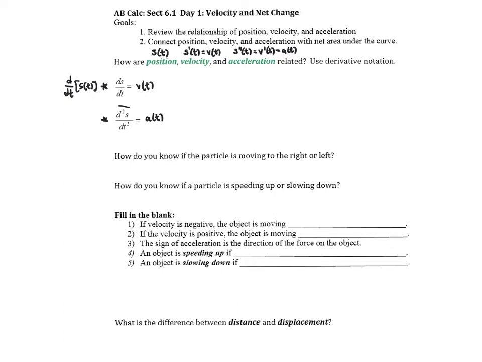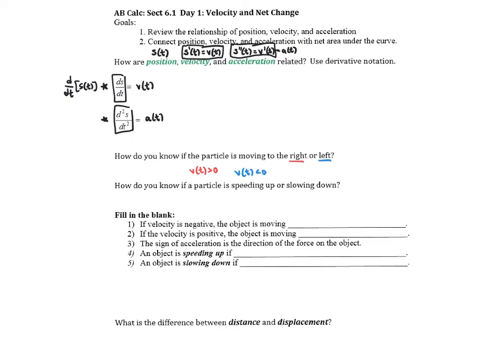So you might see this notation for acceleration, or potentially you might see s double prime or v prime. Likewise, with the derivative of s with respect to t, you might see ds/dt or s prime of t referring to v of t. So how do we know if a particle is moving to the right or to the left? Well, we know a particle is moving to the right if v of t is greater than 0. And we know the particle moves to the left if v of t is less than 0.